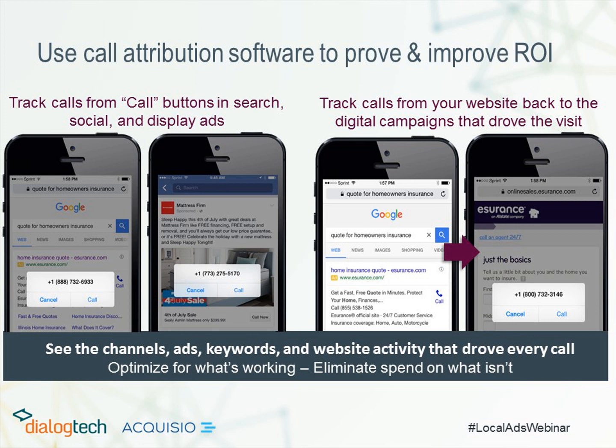for local. So call attribution software will track a call from either a call button on the left you can see, or from someone who visits your website, hunts around, and finally makes a call. It'll provide attribution back to the exact channel, ad, search keyword, and website activity that drove that call. So you can understand exactly what's working, what's not working, what's driving those good calls, and you can optimize accordingly.